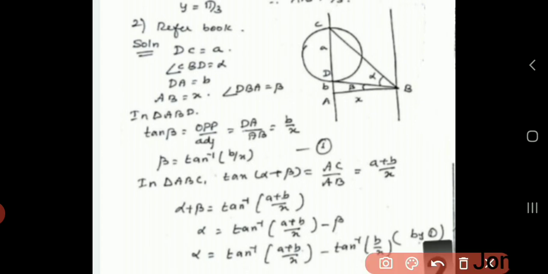Here tan of alpha plus beta equal to a plus b by x we have now. Keep alpha plus beta here itself, take tan to the other side, it will become tan inverse of a plus b by x now. Okay, and then I want to take alpha only, so we want to prove alpha equal to something. Keep alpha here and take the beta to the other side, and then I want to substitute the value of beta here. Therefore alpha equal to tan inverse of a plus b by x minus tan inverse of b by x.